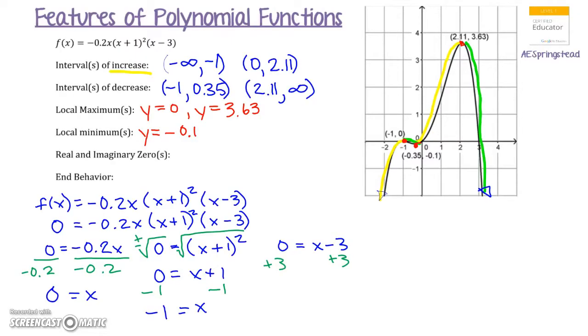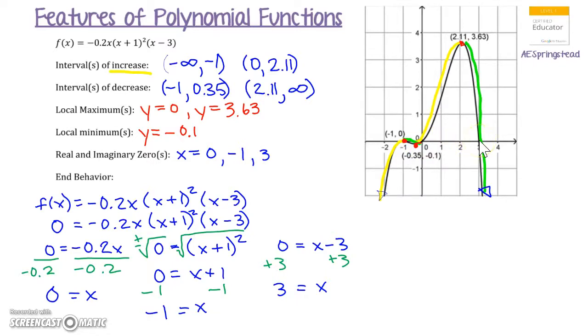In this case, I have 3 zeros, and they all happen to be real zeros, which means we didn't have to take the square root of a negative number anywhere in order to solve for x. So our real zeros, I'm just going to list them right up here. X equals 0, negative 1, and 3. And if we take a look at the graph, you can see that it does in fact intersect the x-axis right here at negative 1, at 0, and then over here at 3.